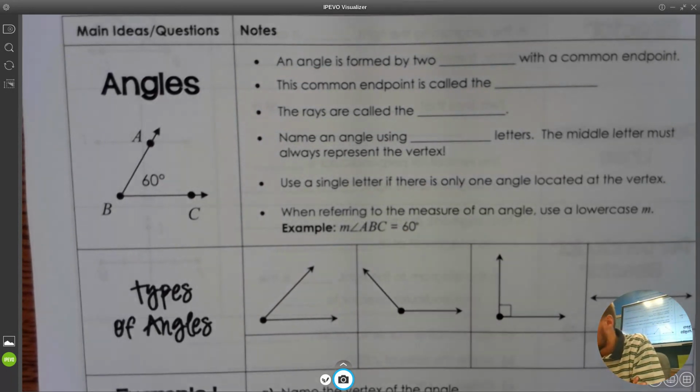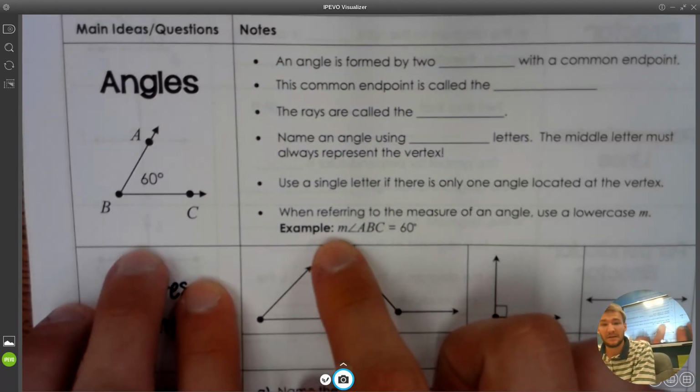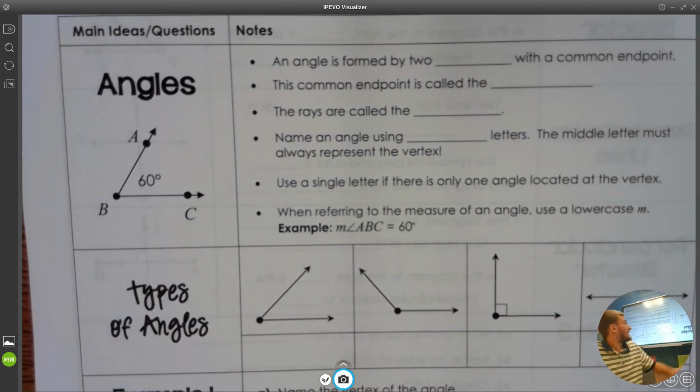Starting with our angles notes, we're going to be talking about angles. I'm sure you've seen an angle before. I'm sure you've heard of an angle before. An angle is the picture you've got on the screen between A, B, and C. And so we're going to talk all about angles.